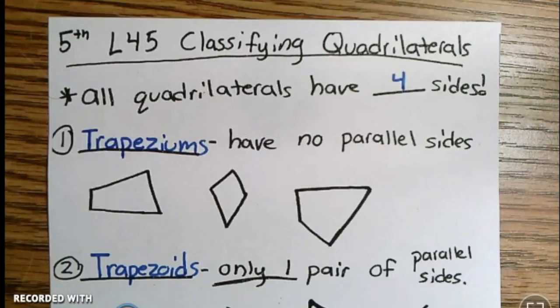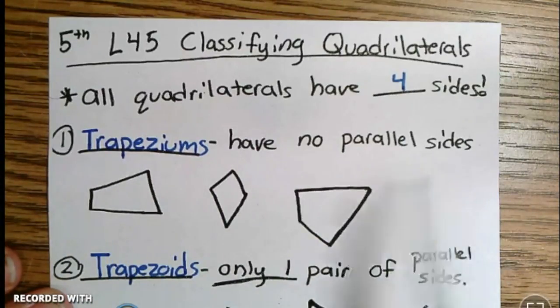Learners, we're here with lesson 45 on classifying quadrilaterals. Remember that all quadrilaterals have four sides. Now we're going to talk about three different types of quadrilaterals, and these are all defined by the amount of parallel sides.